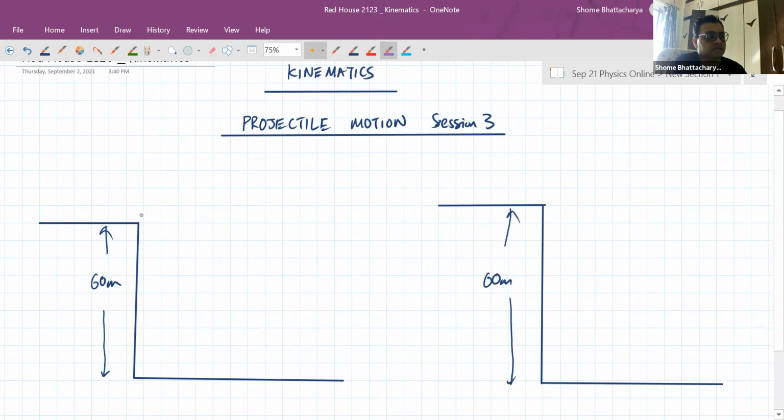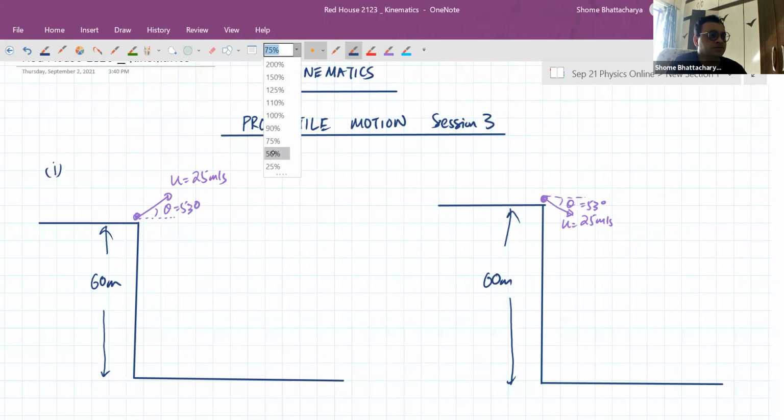But in this case, on the left hand side, we are projecting like this. We are projecting with a speed of 25 meters per second, such that it has a vertically upward component, and this angle of projection is 53 degrees. Okay. As in the second case, let's say we are projecting like this. Now we have done a question like this in the last lecture. Okay. But this time I will ask a slightly different question here.